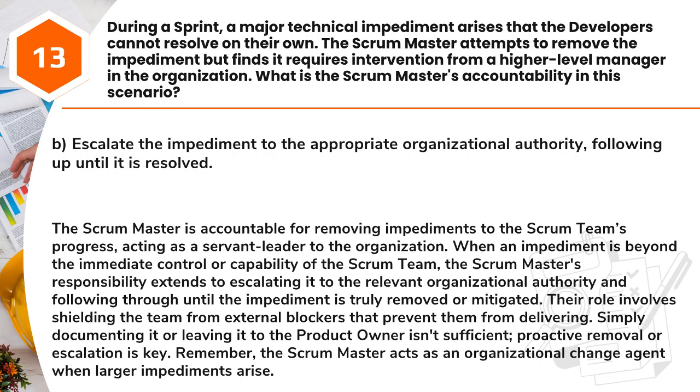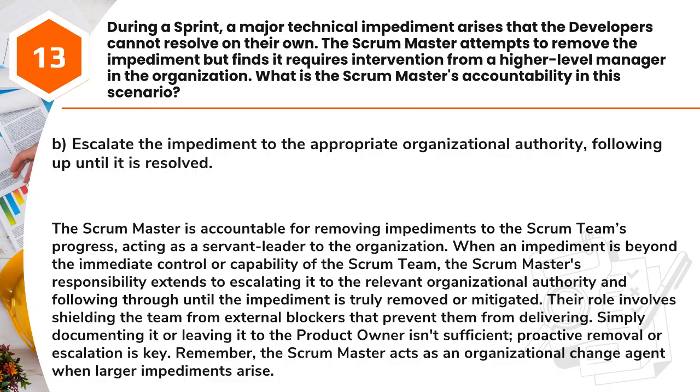Answer: B. Escalate the impediment to the appropriate organizational authority, following up until it is resolved. The Scrum Master is accountable for removing impediments to the Scrum team's progress, acting as a servant leader to the organization. When an impediment is beyond the immediate control or capability of the Scrum team, the Scrum Master's responsibility extends to escalating it to the relevant organizational authority and following through until the impediment is truly removed or mitigated.